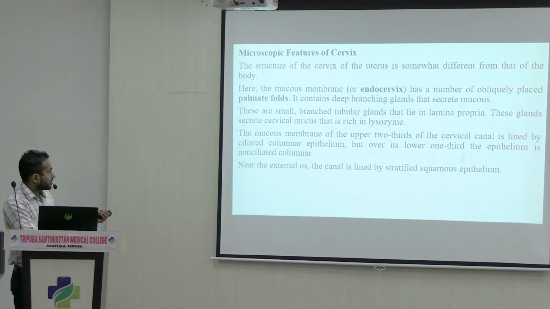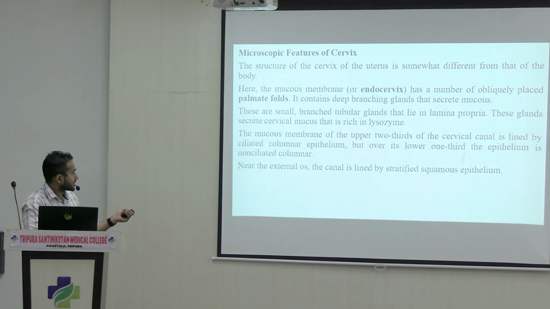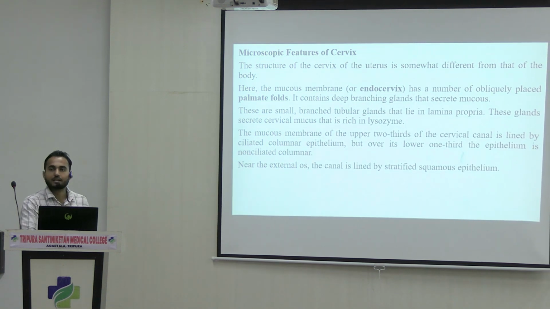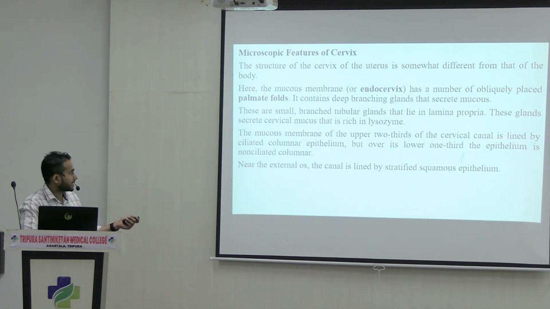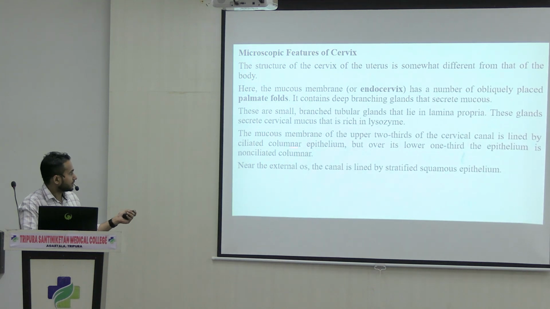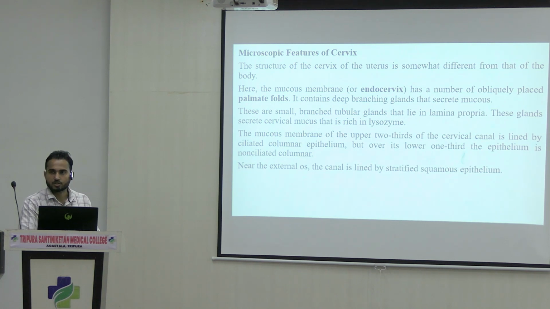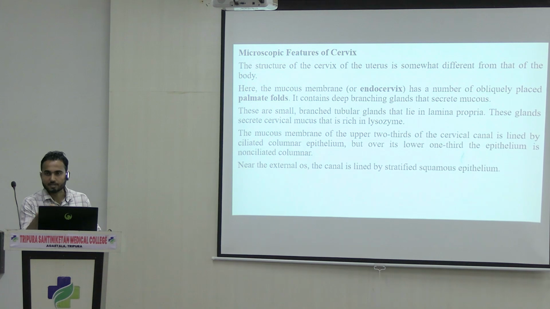Now, the mucous membrane of the upper two-thirds of the cervical canal is lined by ciliated columnar epithelium. See, from here the lining epithelium changes. In the lower one third it is lined by non-ciliated columnar epithelium, and near the external os it is lined by stratified squamous non-keratinized epithelium. So the lining epithelium also changes in the cervix.